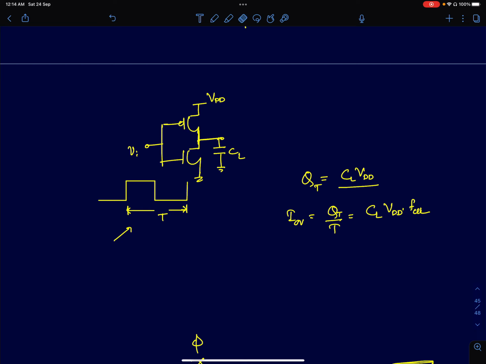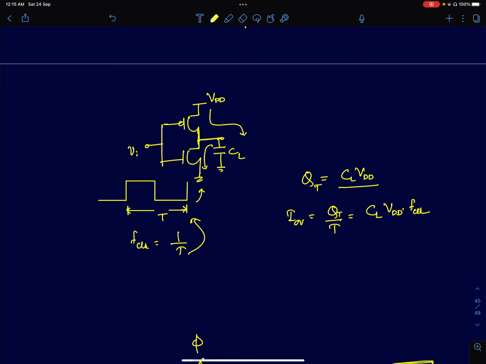So assume that we are feeding a clock input of frequency f clock, which is 1 by T, where T is the time period. For half the cycle, the input is 1, the other half, the input is 0. So when you apply a switching input to a CMOS inverter, in one half cycle, you will charge the capacitor to VDD. The other half cycle, you will discharge the capacitor, and NMOS will discharge the capacitor to ground.